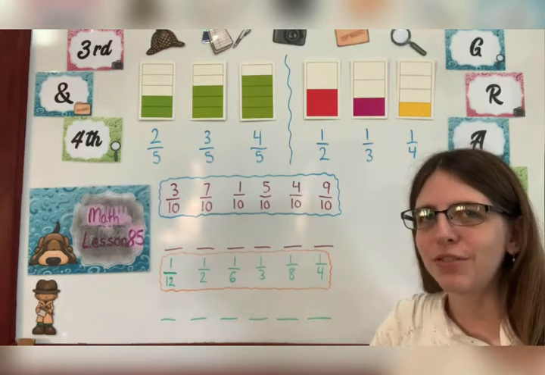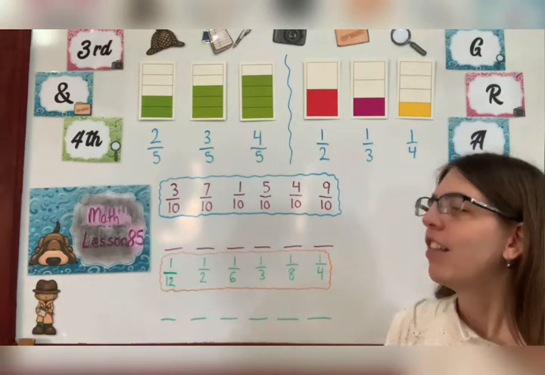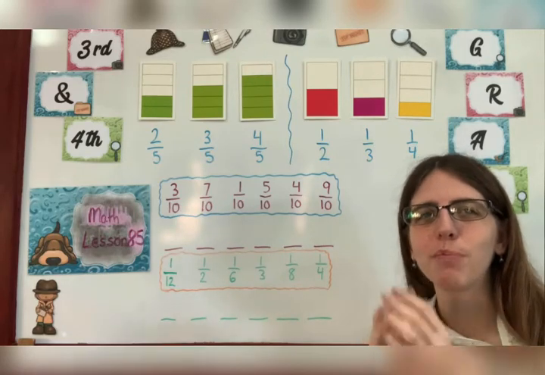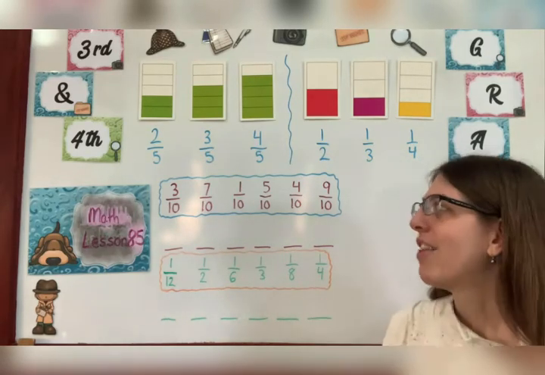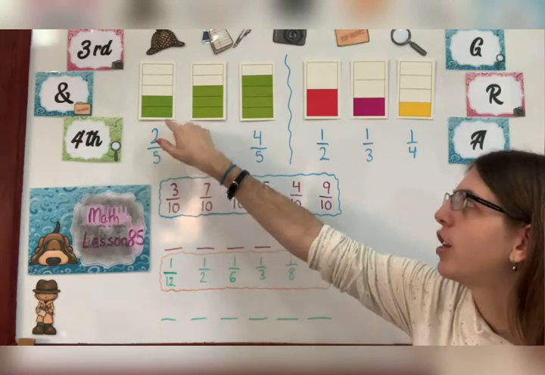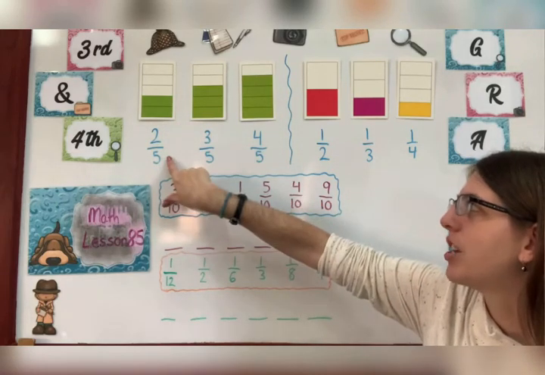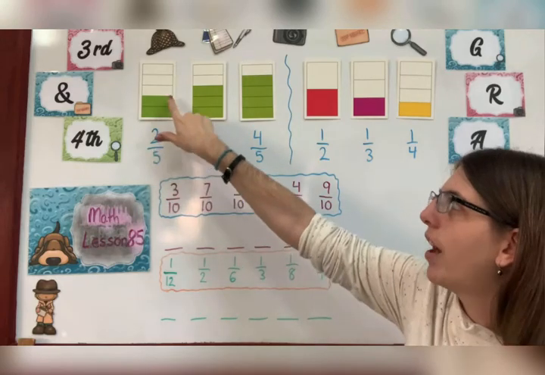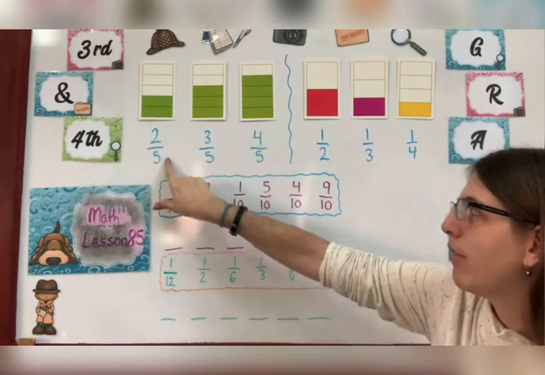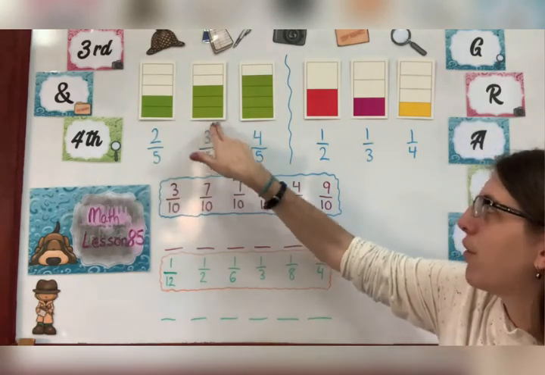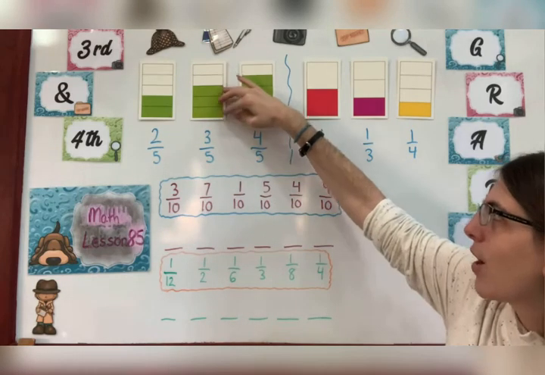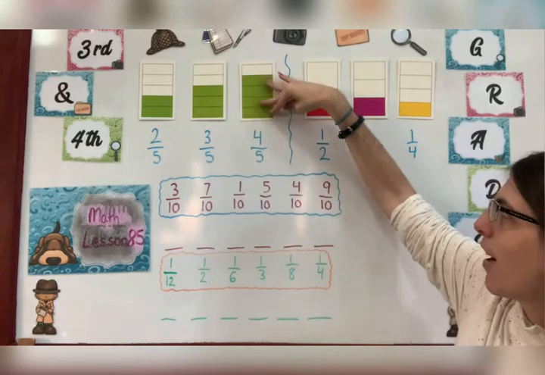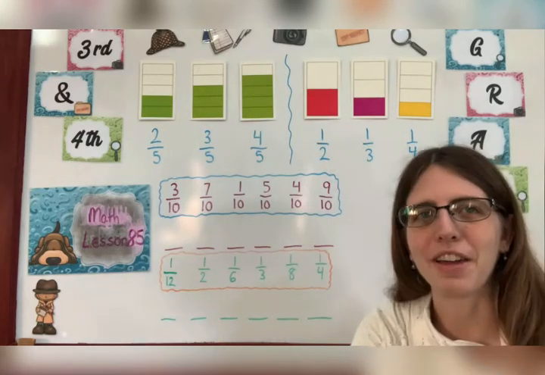Okay, for each of these fractions, remember that the color, or the shaded part, the pieces that you choose, that's your numerator. Then your total number of pieces, that's your denominator. So here I have 2 colored pieces out of 1, 2, 3, 4, 5 total. And it's the same for each of these cards. So here I have 3 pieces out of 5. Here I have 4 colored pieces out of 5.